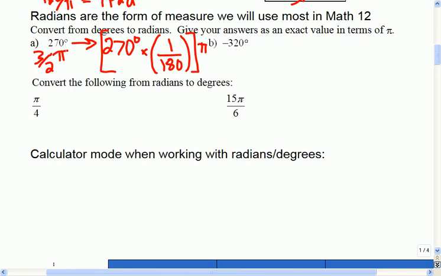So again, if I was to do the next one, negative 320, I would start with this in my calculator, and then divide it by 180. That'll give me the value, and then I still have to attach pi to it. So that would be negative 16 over 9 pi. Okay.